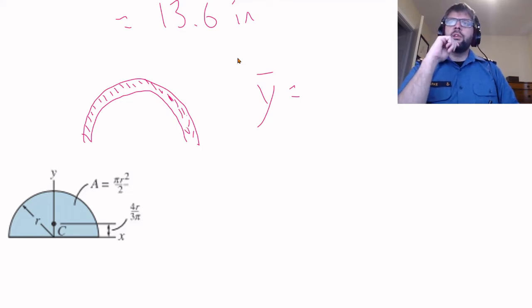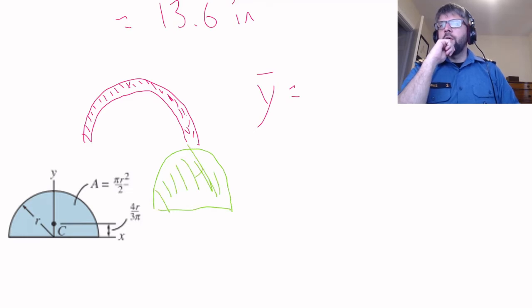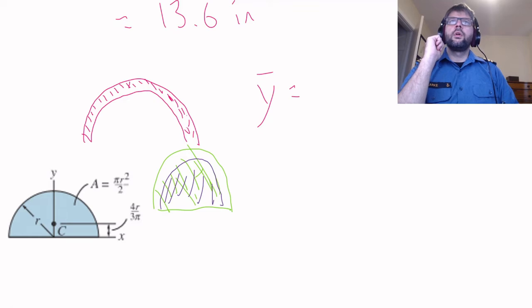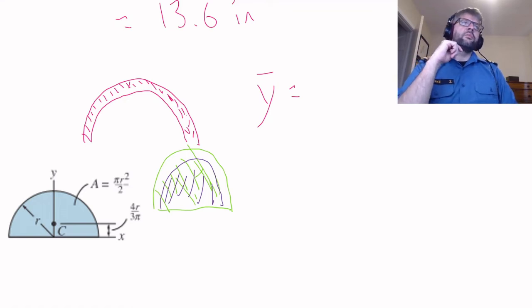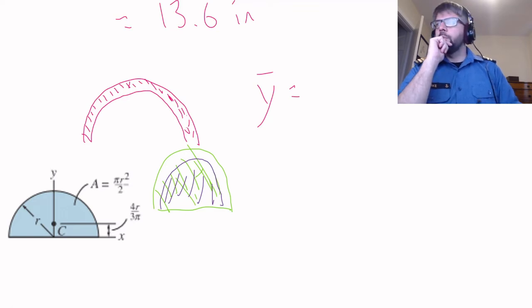So what we need to do is treat this section in red there. We need to break it up into two: a positive one, and a negative one. And then just add the two y bar times area contributions from each and divide by the total area.